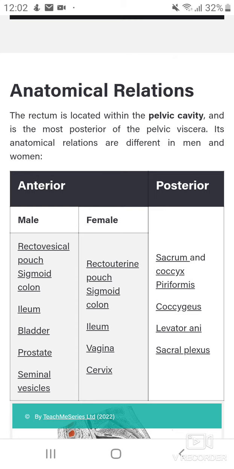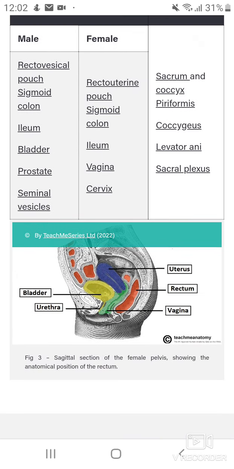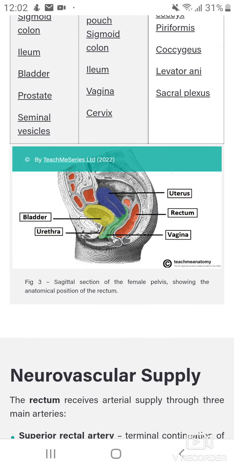Rectovesical pouch, sigmoid colon, ileum, bladder and prostate, seminal vesicles in male, and in female, rectouterine pouch, sigmoid colon, ileum, vagina and cervix. Posteriorly: sacrum and coccyx, piriformis, coccygeus, levator ani, sacral plexus. You can see in this picture uterus, rectum, vagina, bladder and urethra.